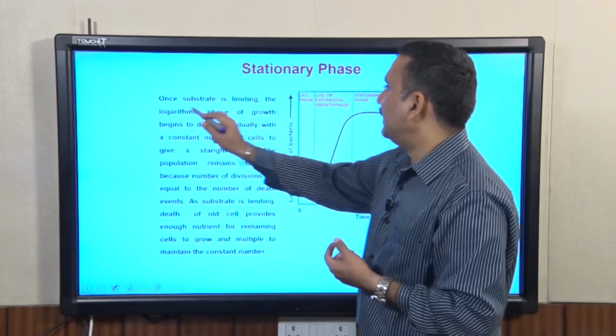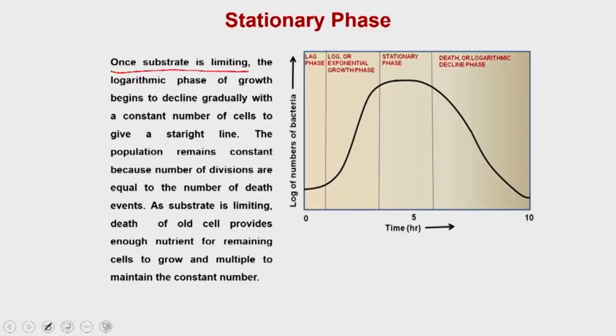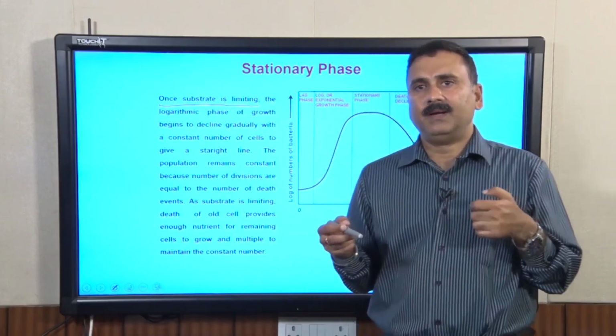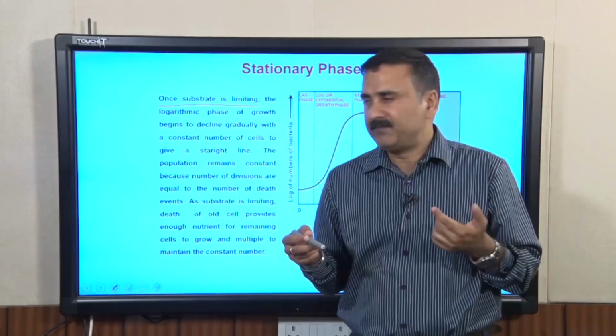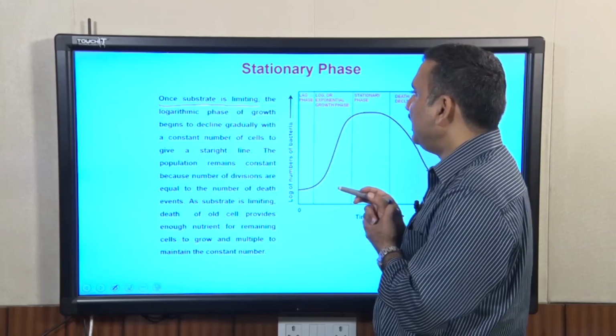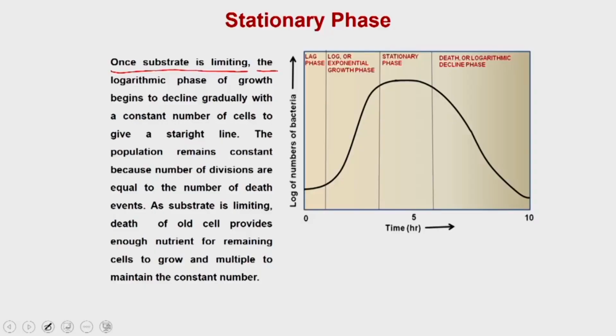Now, once the nutrients are limiting, because once the bacteria grow, they will use up all the nutrients, and that will be used to increase the number. It is eventually going to deplete the nutrients which are present in the media, and that is how the substrate is going to be limiting, and then it enters into the stationary phase.